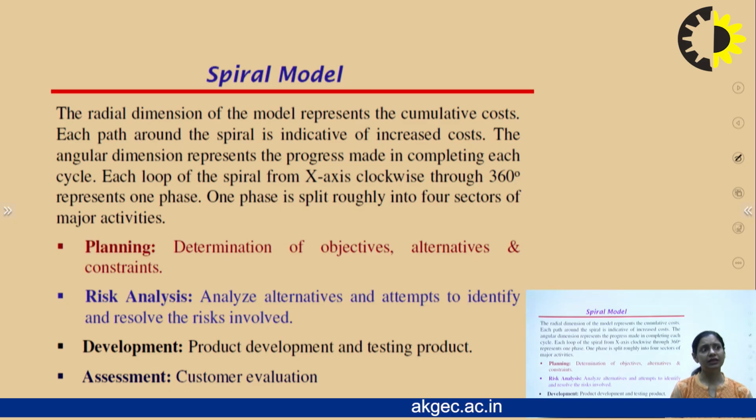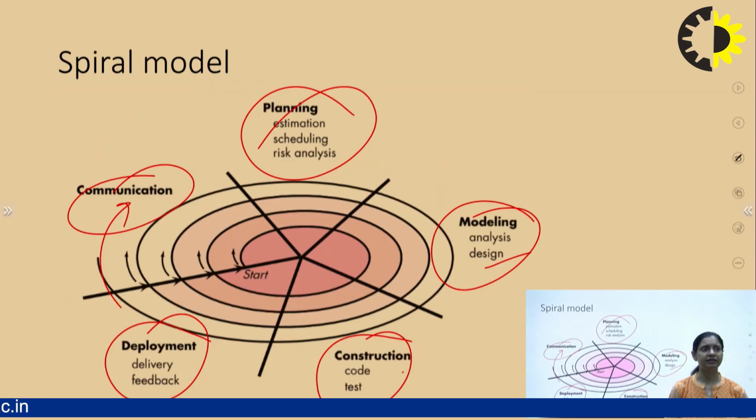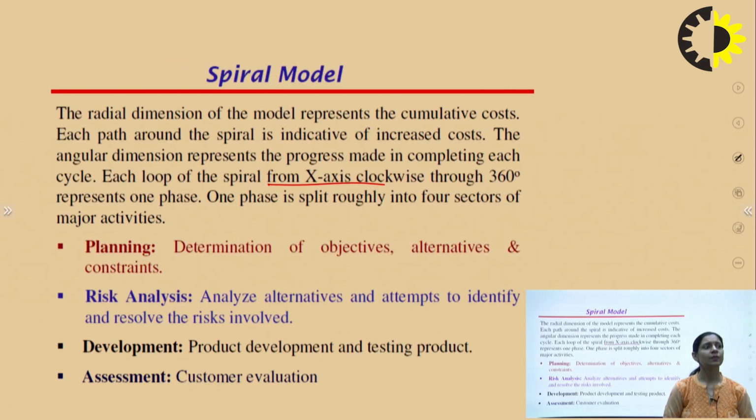So, each loop of the spiral from x-axis clockwise through 360-degree, it represents one phase. So, one phase is split into the 4 sectors of the major activities that we have seen over here. So, these 4 sectors are planning, the risk analysis, development and the assessment.